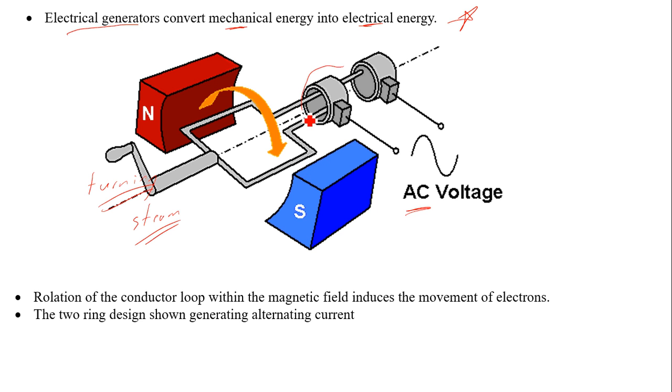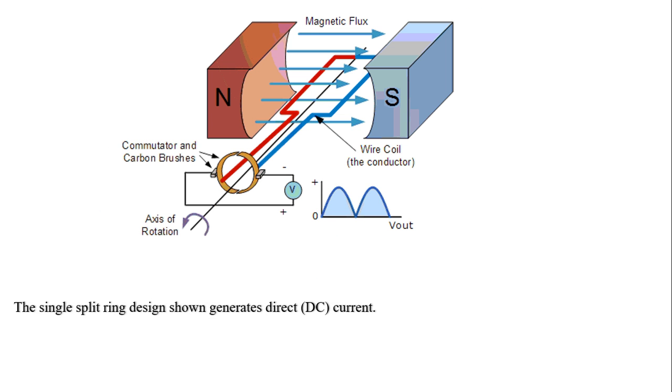And because of this design that we have here with two different rings, as we'll see, that's what's going to generate the alternating current. So the rotation of the conductor loop within the magnetic field is going to induce the movement of electrons. And again, it's the two-ring design that we see here which is indicative of the alternating current. This one looks similar, only now it's for direct current.